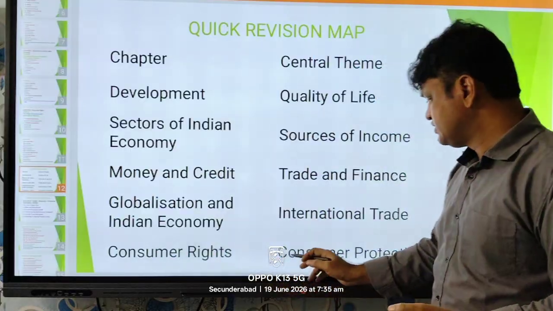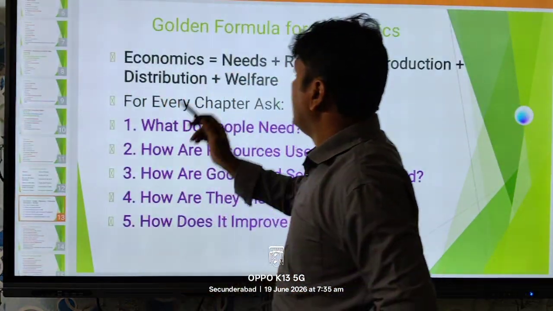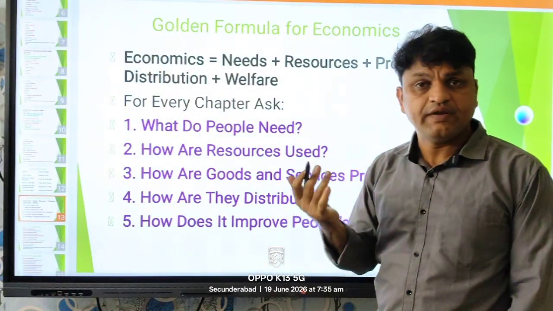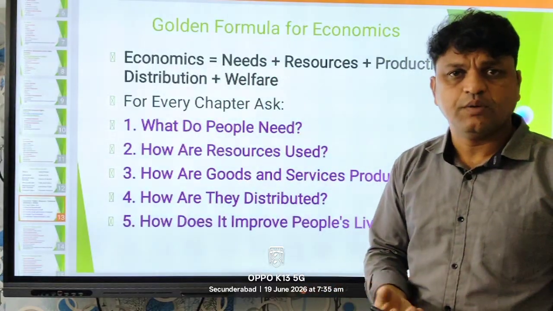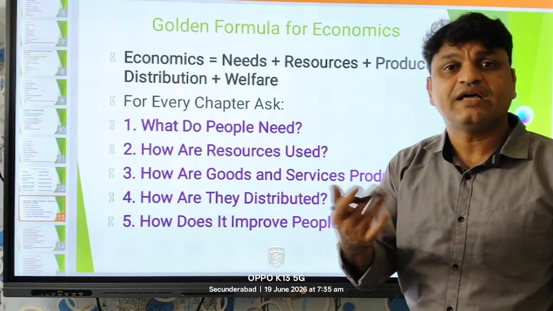And consumer rights, so consumer protection, I have already discussed. And coming to the golden formula for economics, how can you understand economics? It's very, very important. Economics is nothing but your needs. What are our needs? We want food. From where is the food coming? From agriculture.